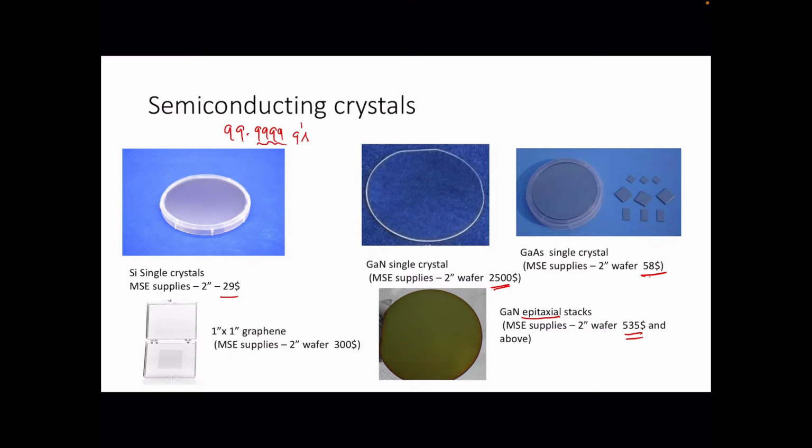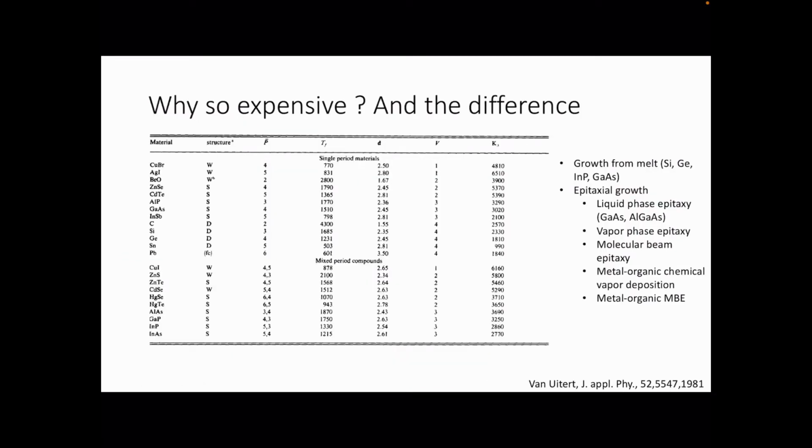Other common materials like graphene cost about $300 for a 2-inch wafer and such. But this is not of particular concern for this lecture. It's only about these semiconducting materials, the difference between silicon, gallium nitride single crystals, gallium arsenide single crystals, and gallium nitride epitaxial stacks grown on materials like silicon or sapphire. This will be the topic of today's discussion. Why are they so expensive? Why are some metals expensive, some semiconductors expensive, some cheaper? It's because there are two different kinds of growth. One is growth from melt, another one is epitaxial growth.